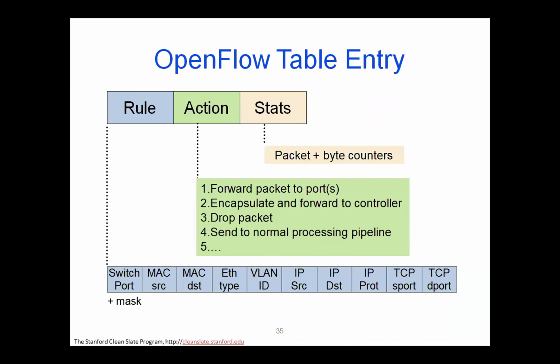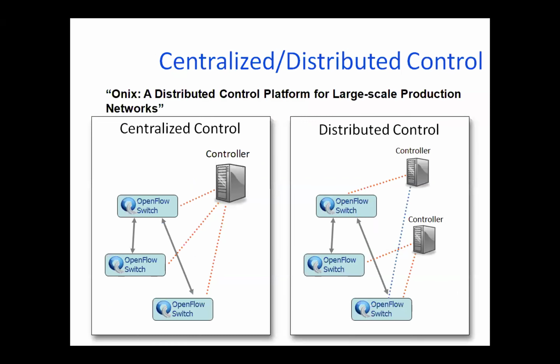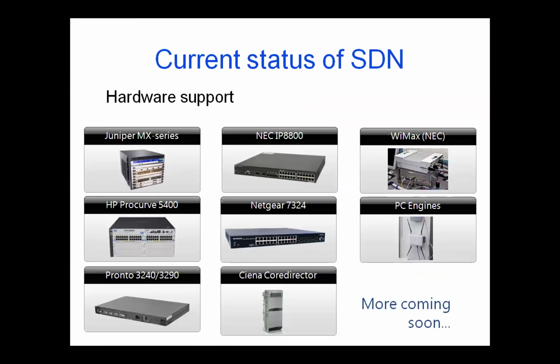So the actions are: forward packets to a port, encapsulate and forward to the controller, drop the packet, or send to the normal processing pipeline, and states where packet and byte counters are kept. So, centralized versus distributed control: you can see a distributed control platform for large-scale production networks, and the centralized control where the controller plays the central role between all these OpenFlow switches.